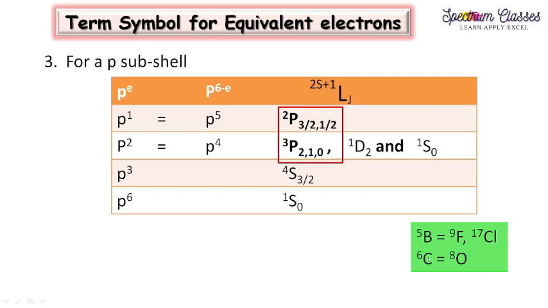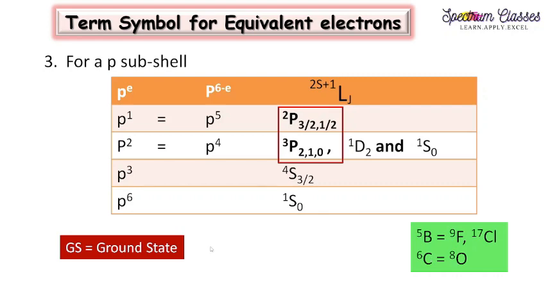Now coming to the C6. So C6 is the P2 configuration. P2 configuration will be equal to P4 configuration. Here I have mentioned oxygen 8, which is having P4 configuration. And here we are having the 3P term symbol as the ground state term symbol. So for less than half filled, 3P0 is the ground state, and for oxygen 3P2 is the ground state.